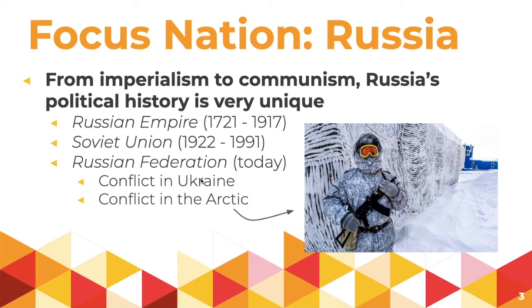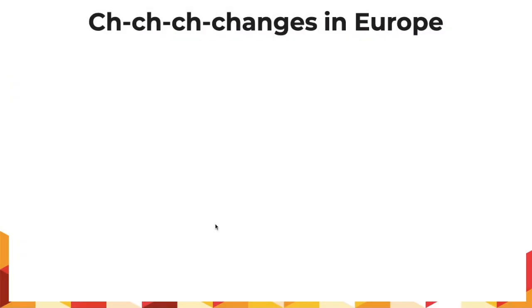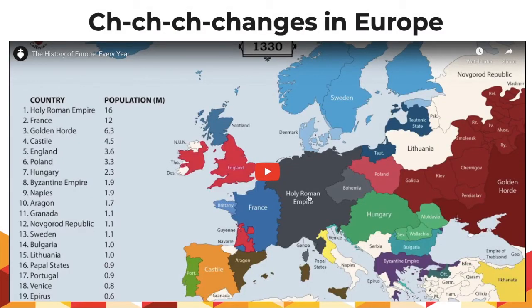Today, Russia is a federation. And even today, we still see Russia pushing the boundaries of political borders. And we see this not just in the Ukraine, which is very close to Russia, but also in the icy cold Arctic Circle. And we're going to look at both of those examples. So this video is interesting.